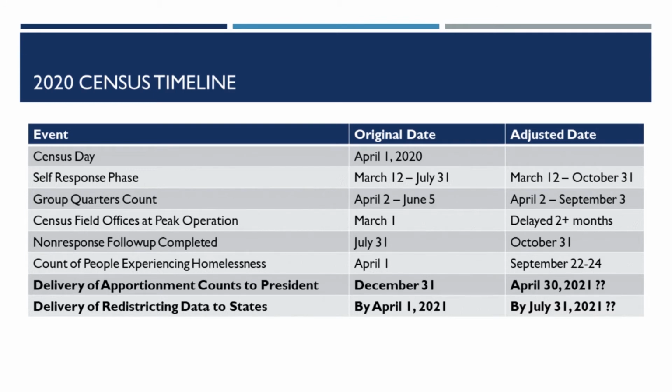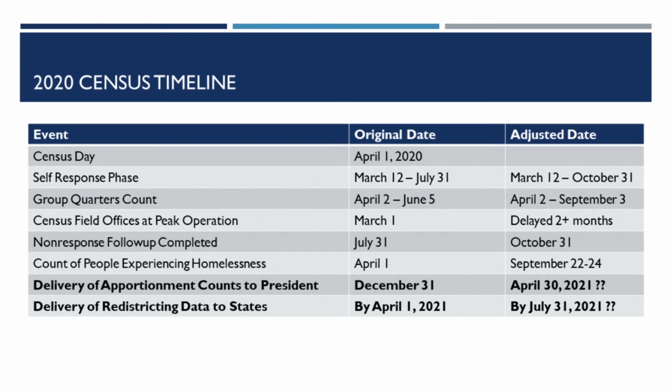And like everything else in our society today, this has been dramatically impacted in an unprecedented way by the pandemic. Normally, the self-response phase, as well as the Census Bureau's efforts to follow up with people who don't respond, would have been completed in about a month. Instead, it looks like it'll be October 31st, and other special counts and efforts have been greatly delayed as well.